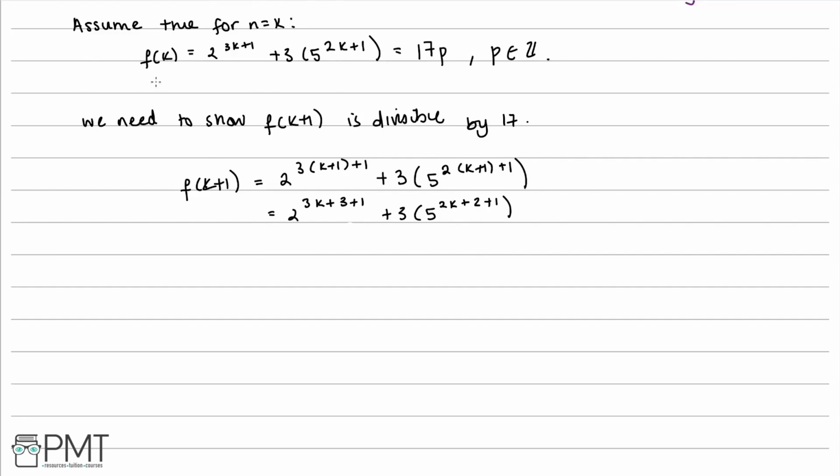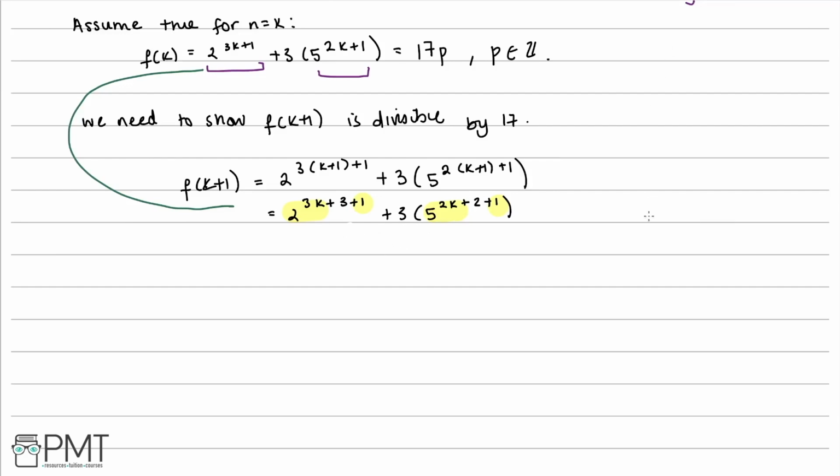So if we examine our assumption for f of k, we can see that f of k is equal to 2 to the power of 3k plus 1 plus 3 times 5 to the power of 2k plus 1. Now, if we look back to our equation that we have for f of k plus 1, we can see that there is a 2 to the power of 3k plus 1 plus 3 times 5 to the power of 2k plus 1. This is very similar to what we have for f of k. So how are we supposed to separate the plus 3 and the plus 2 inside the powers from the equation that we have for f of k plus 1?